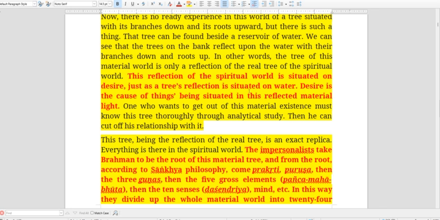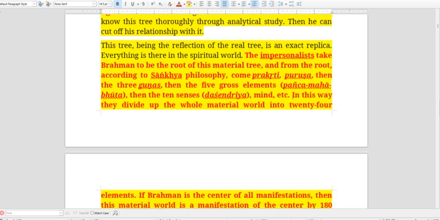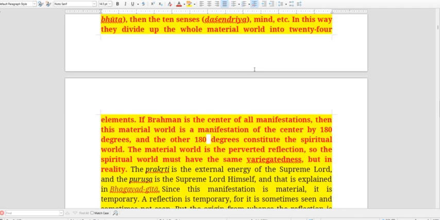Okay, we talked about the spiritual world and material world. Material world is a reflection of the spiritual world. Everything is there in the spiritual world. All kinds of relationships are there in the spiritual world. In the material world, it is a reflection. So it is not real things in the material world. There is duality here.